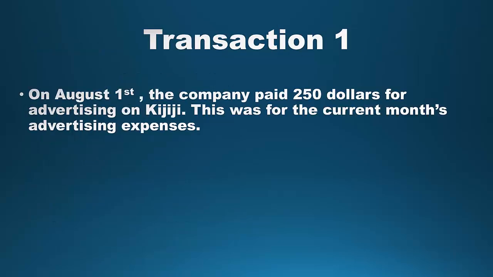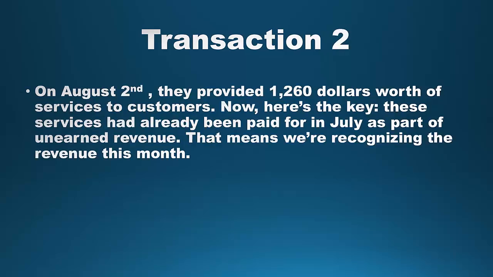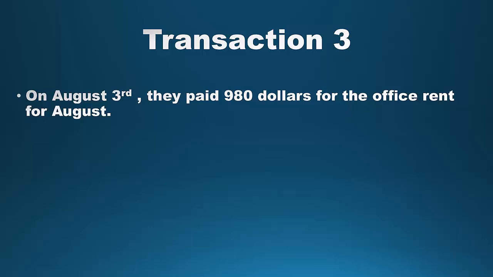August transactions. 1. On August 1st, the company paid $250 for advertising on Kijiji. This was for the current month's advertising expenses. 2. On August 2nd, they provided $1,260 worth of services to customers. Now, here's the key. These services had already been paid for in July as part of unearned revenue. That means we're recognizing the revenue this month. 3. On August 3rd, they paid $980 for the office rent for August.